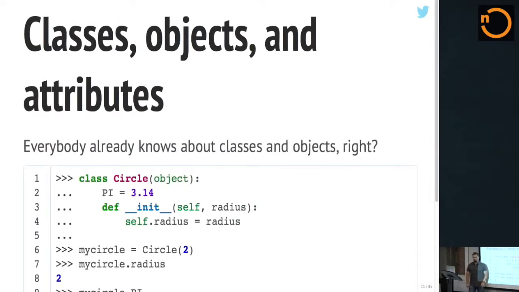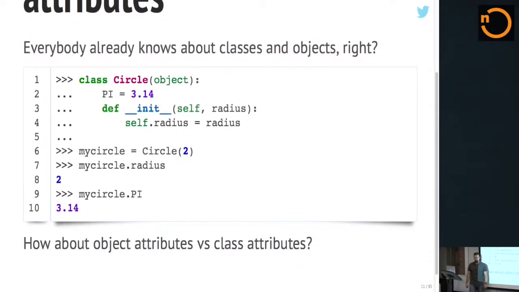Everybody knows about simple classes and objects, right? You make a class. It's got some attributes. It's got some functions. This particular thing is kind of interesting. It's got class attributes and object attributes, and everybody's okay with that. I can make an instance of my class, and I can refer to an attribute called pi there on line 9. What exactly is that?